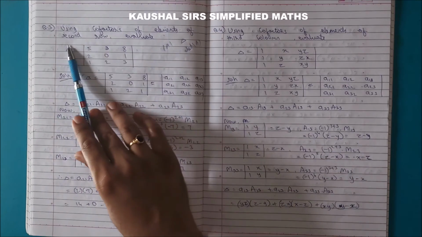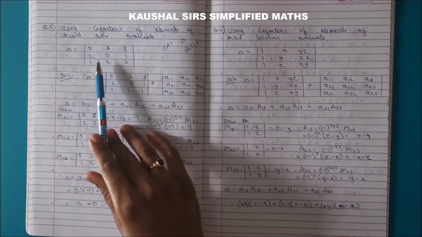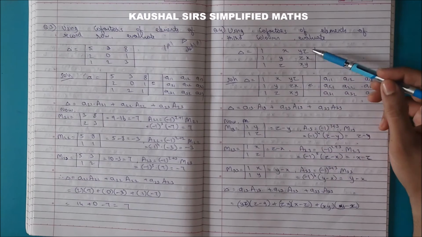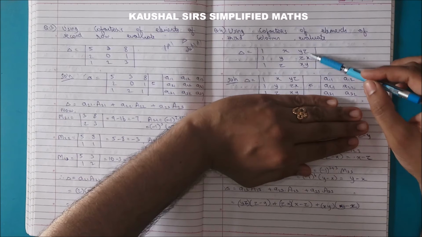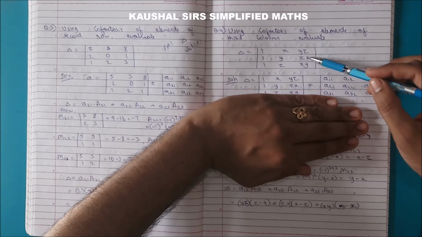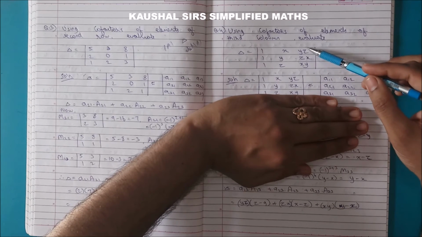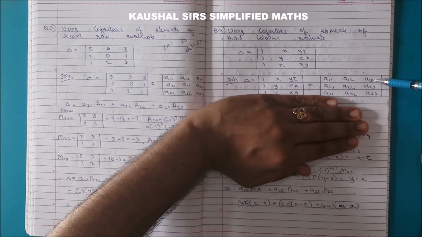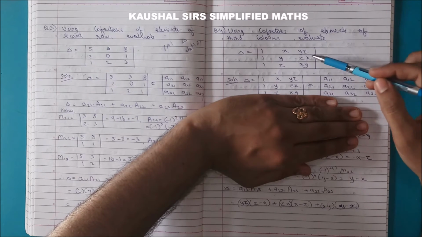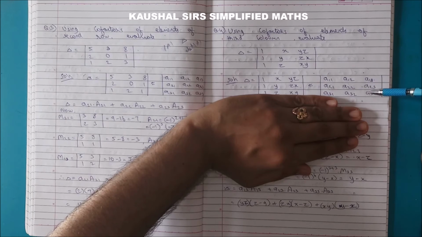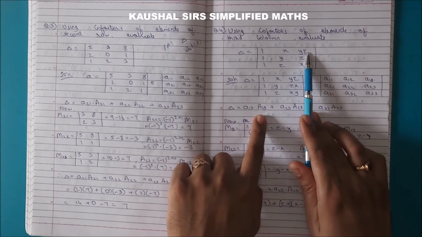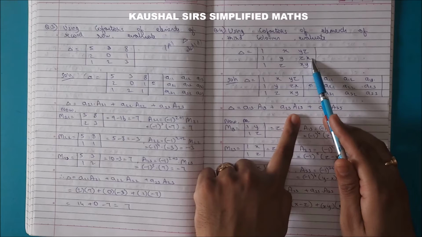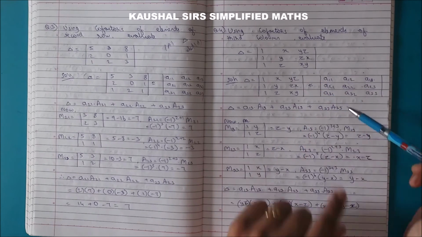Means here we expanded along the second row. Means we had used the cofactors of the second row. You will be using cofactors of the third column. Okay. So can you tell me, students, if we have to use cofactors along the third column, what would be its formula? Just try that. It is a13 into capital A13 plus a23 into capital A23 plus a33 into capital A33. Okay, means a13 into its cofactor plus a23 into its cofactor plus a33 into its cofactor.